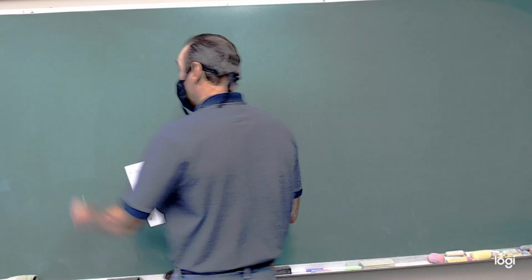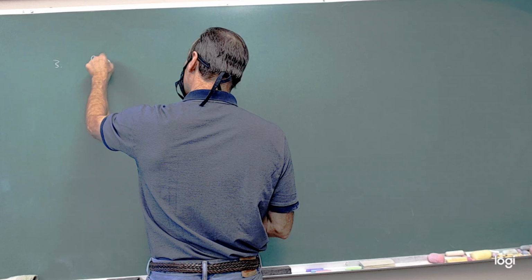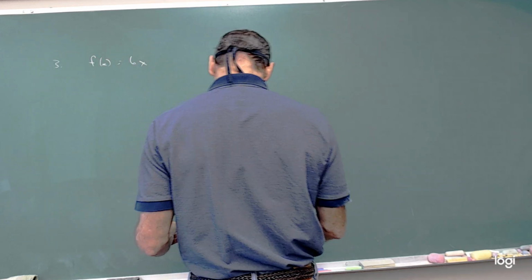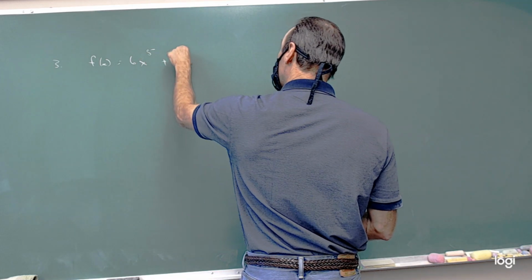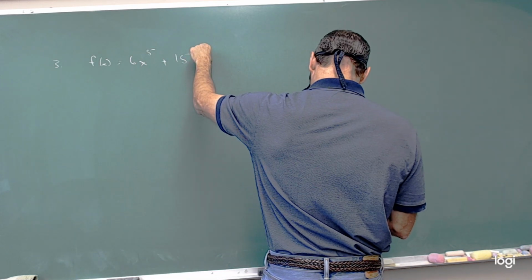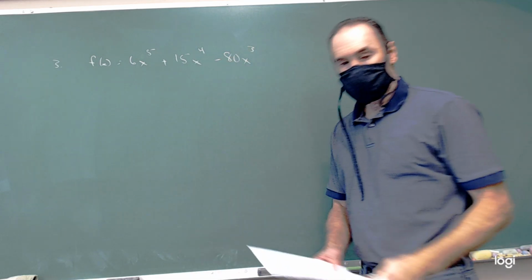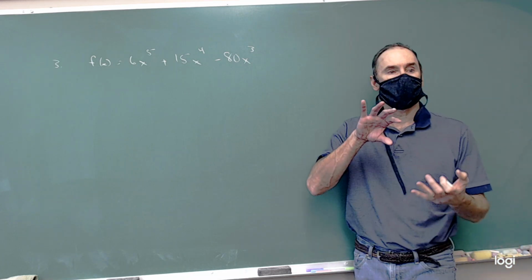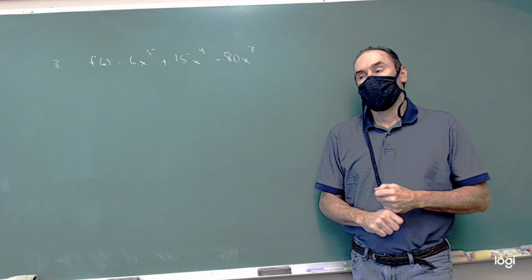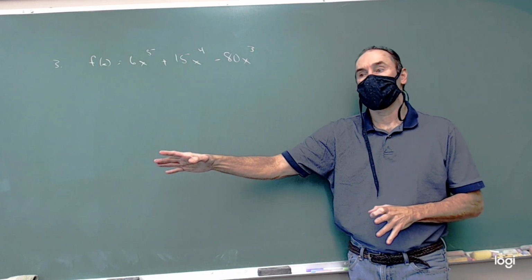Yeah. So you've got f of x equals 6x to the fifth plus 15x to the fourth minus 80x to the third. The purpose of this is to just see if you know how to use it. But I'm saying find the relative extrema, that's the number one priority.